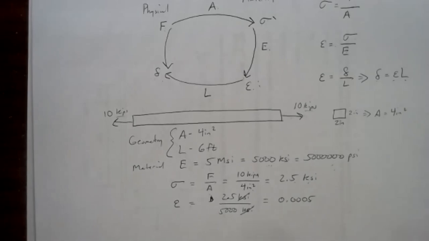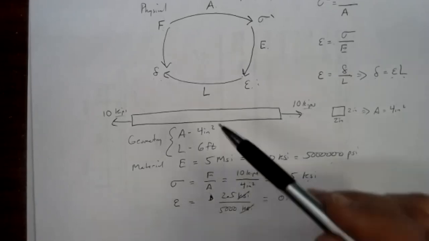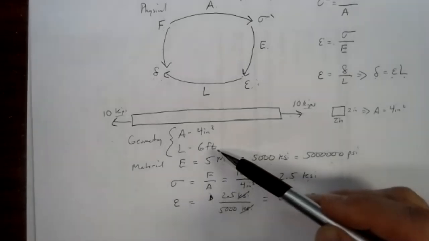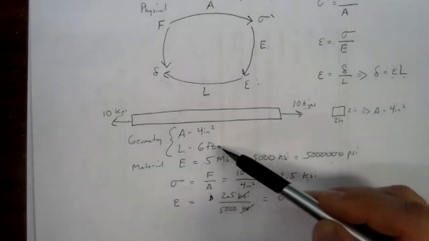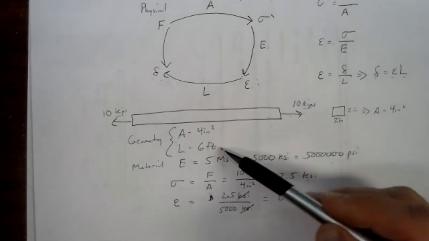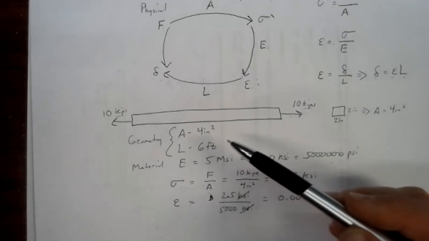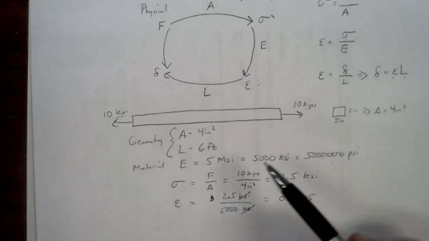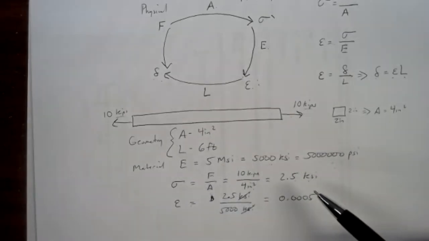Each foot will also grow by 0.0005 feet. Each meter would grow by 0.0005 meters. That's one of those things you can do with a ratio. So I don't have to worry so much about my length units. The length units here will give me my final answer's units. If I plug in feet, I'm going to get feet out. If I plug in inches, I'll get inches out.